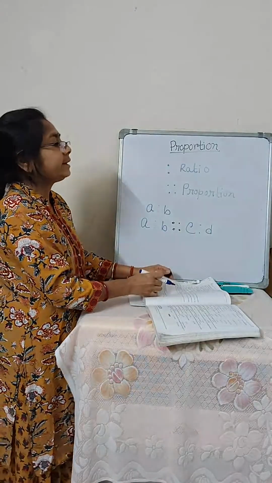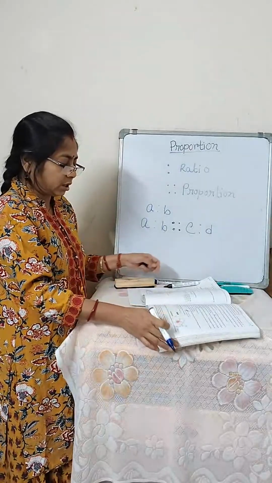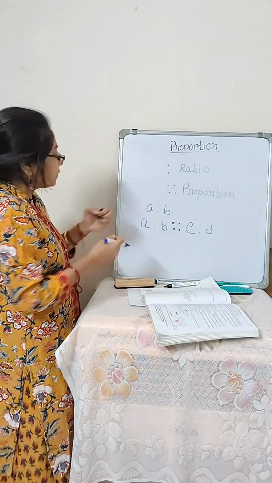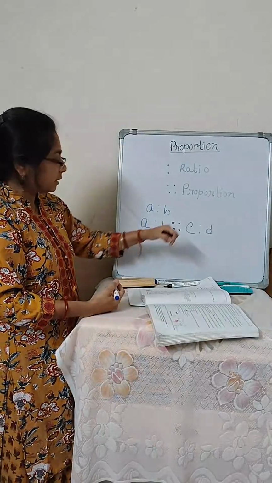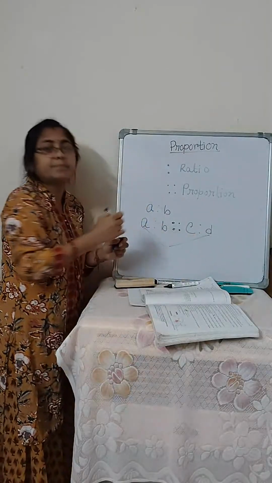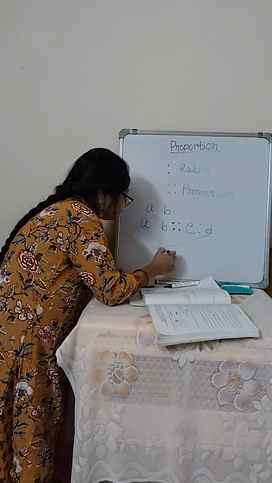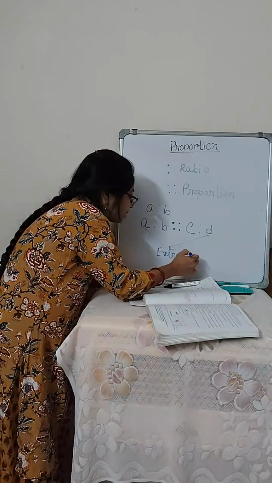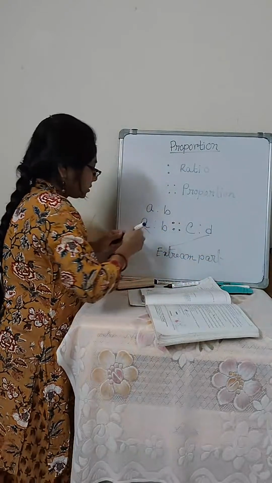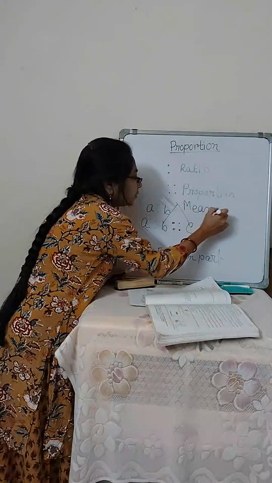Clear? In a ratio we use two variables, and in a proportion we use more than two, and in general it is four variables. This is the first part, second part, third part, and fourth part. These two are the extreme parts, and these are the mean parts. First I write the extreme part, extreme part, and this is the mean part.